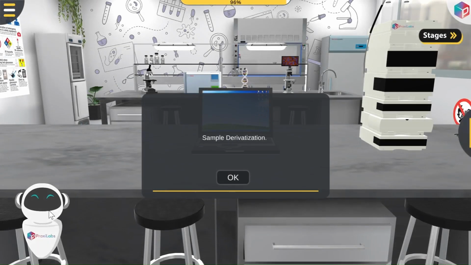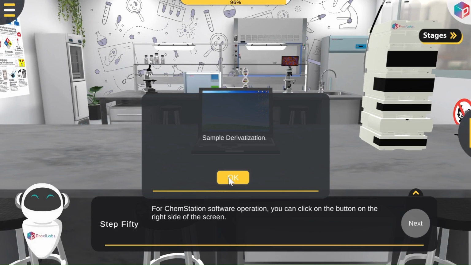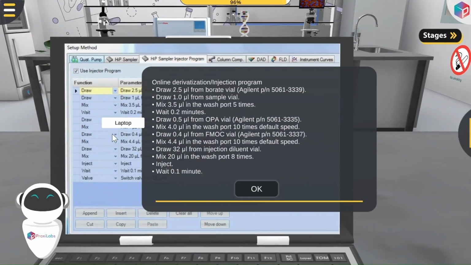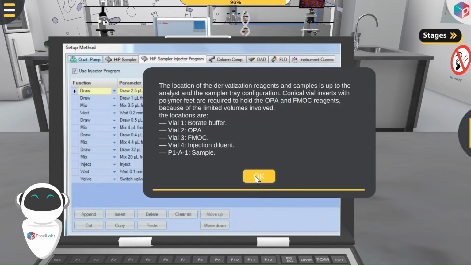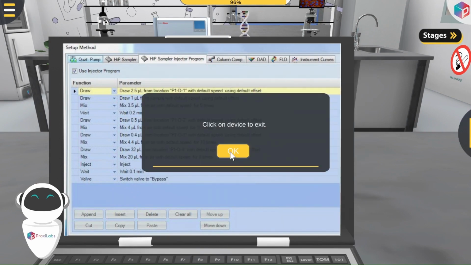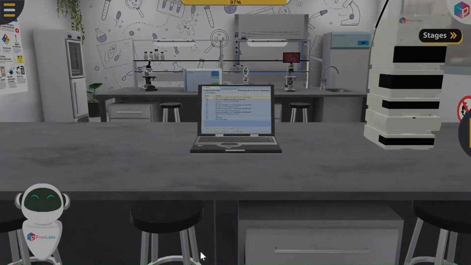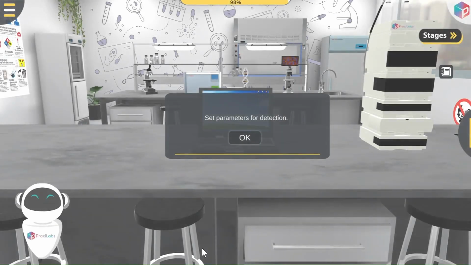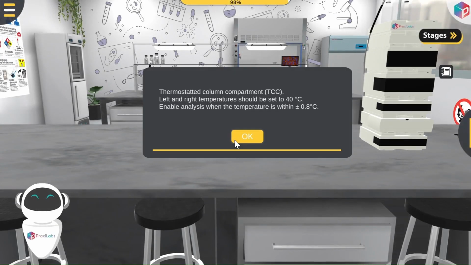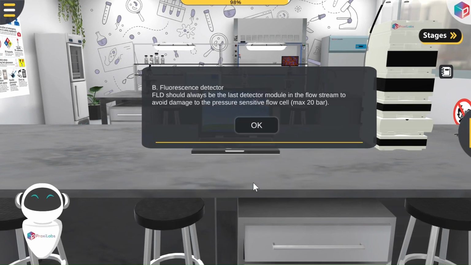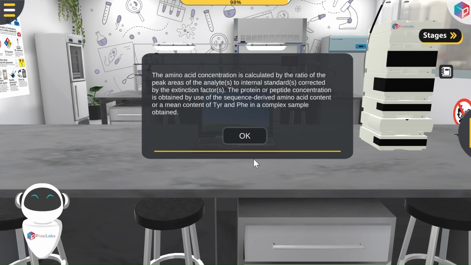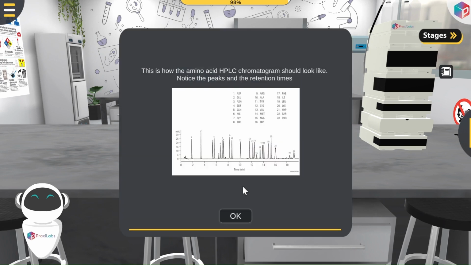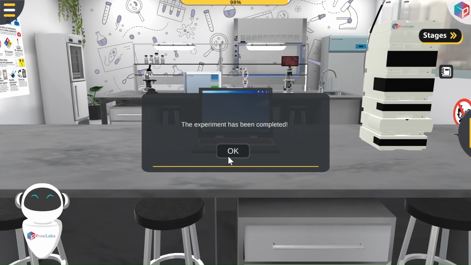Stage 5. Sample derivatization and device parameter setting. Step 50. In the ChemStation software, set the sample derivatization and adjust the necessary parameters for running the device. The experiment has been completed.